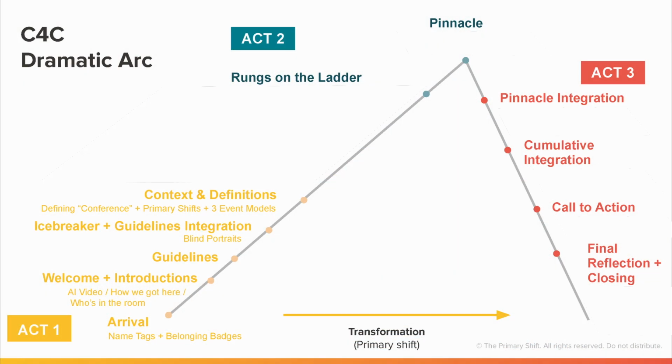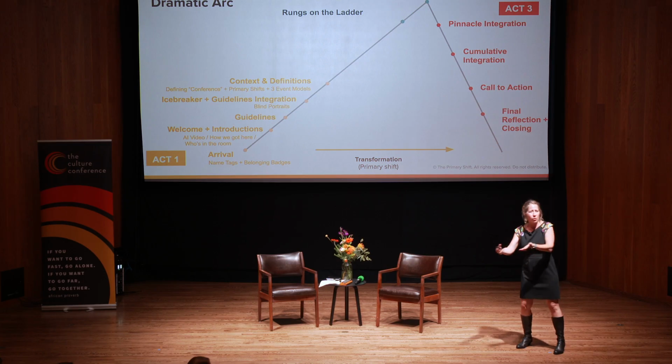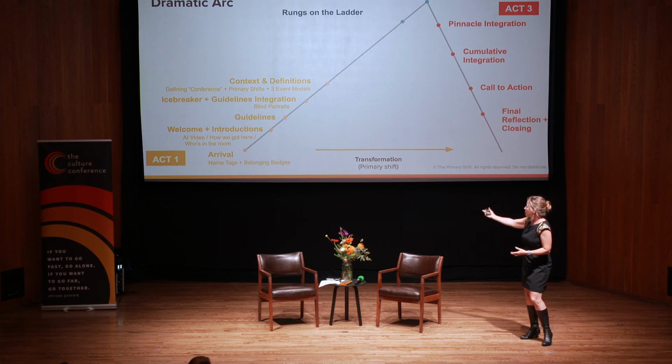So we stepped back. We assume we know what we mean by conference, but we don't necessarily, right? So we defined what conference means. We did our primary shifts. Where are we now? Where are we going? And we looked at the 3 event models, the flat line, the chaos, and the dramatic arc, right? So that was all there. That took me about 40 minutes, like most of that content.